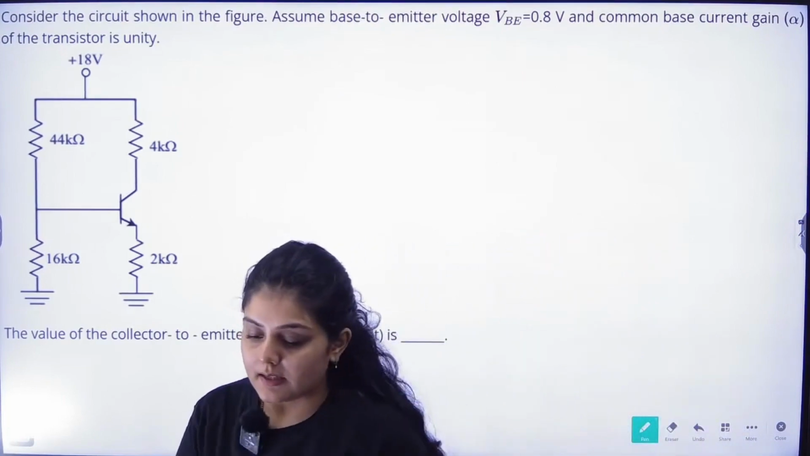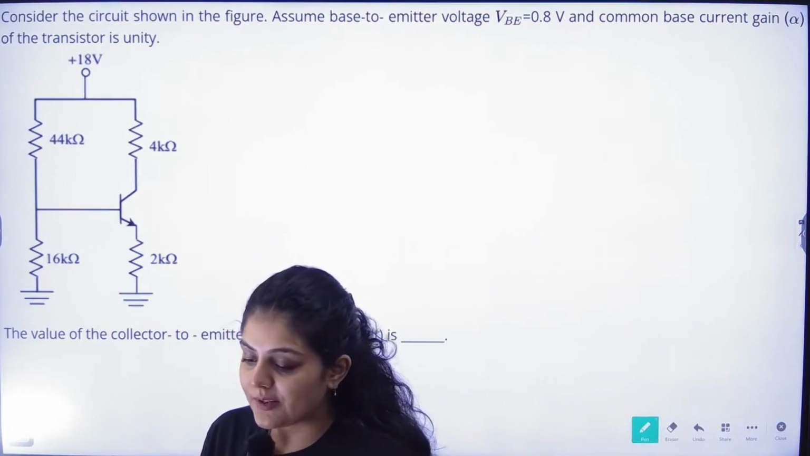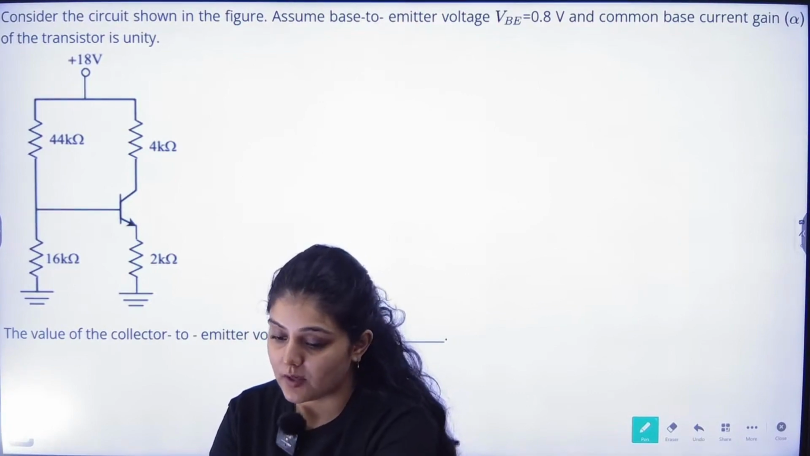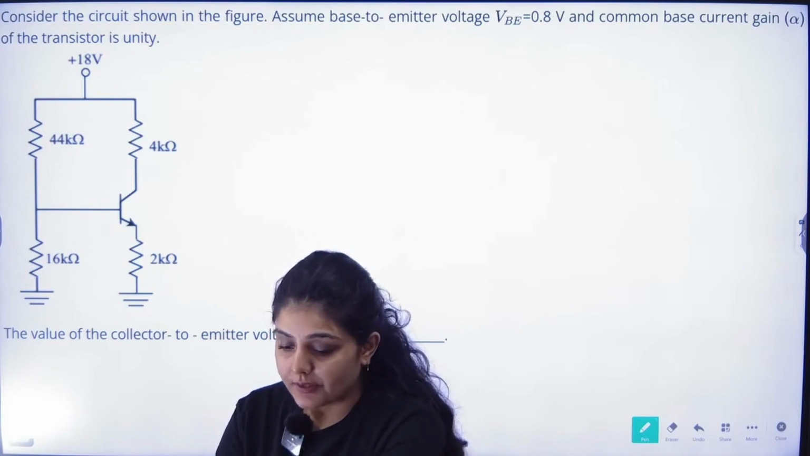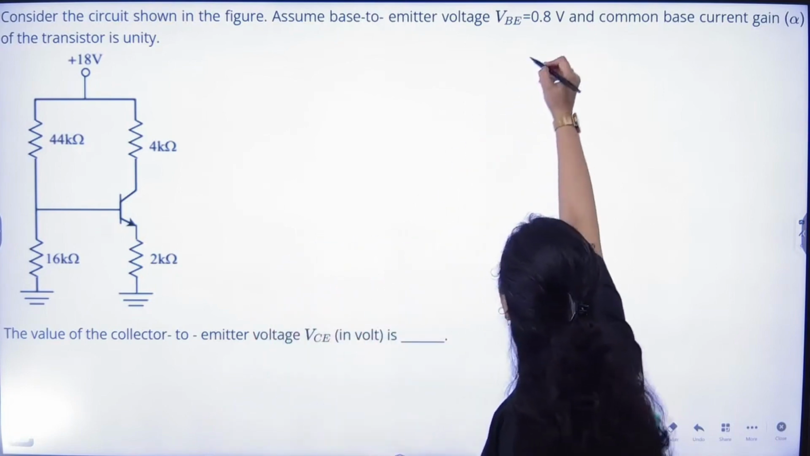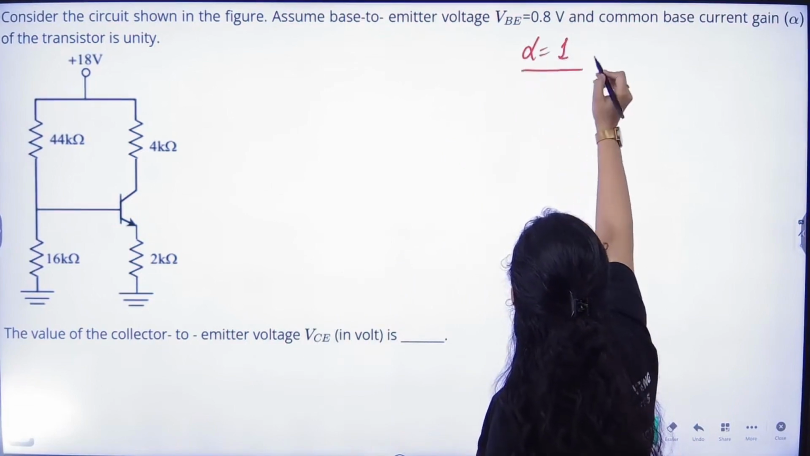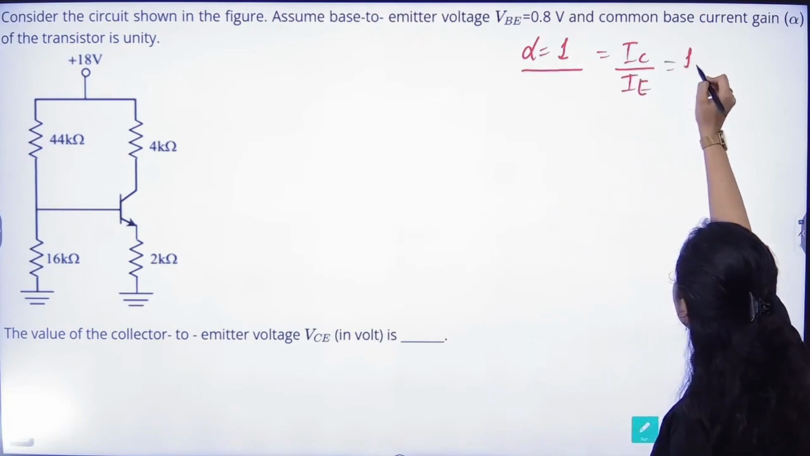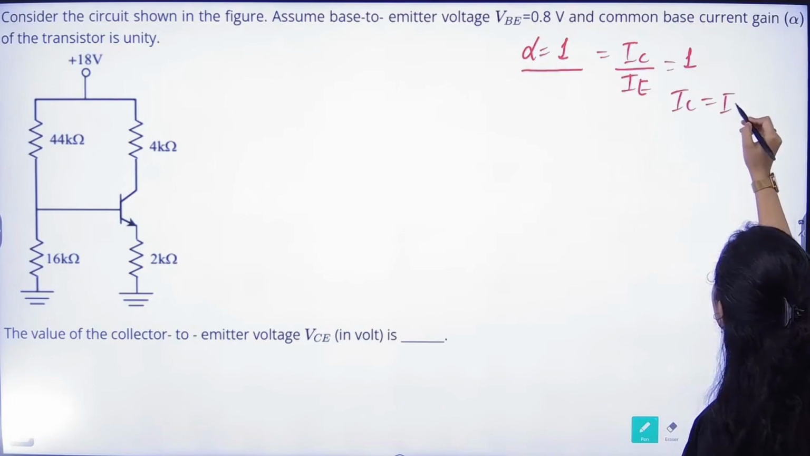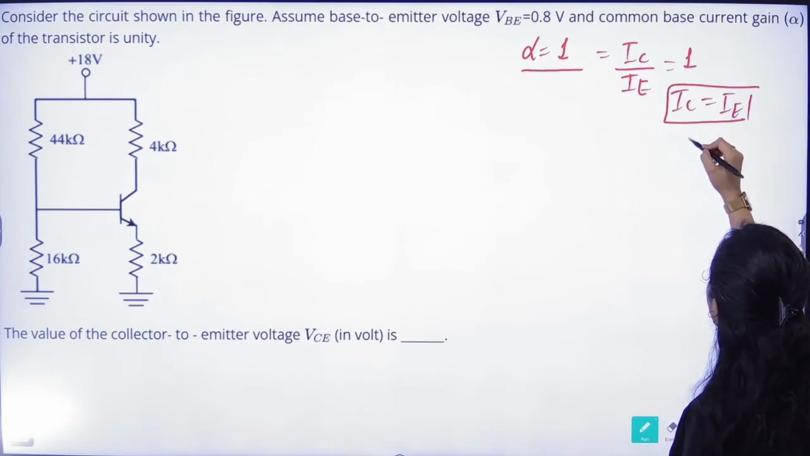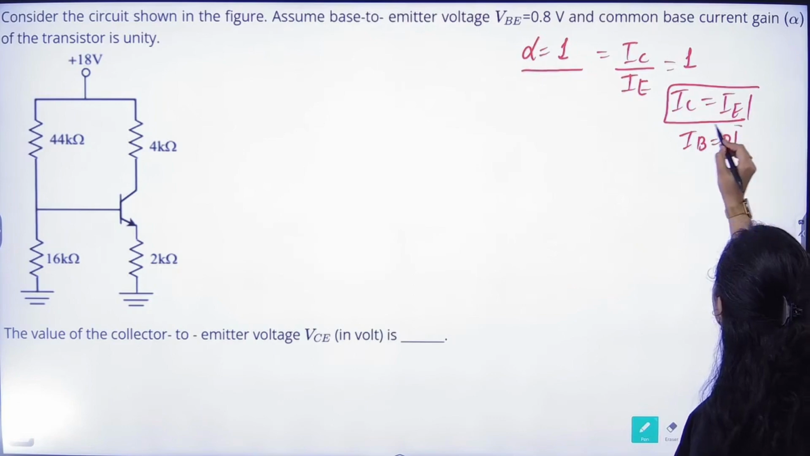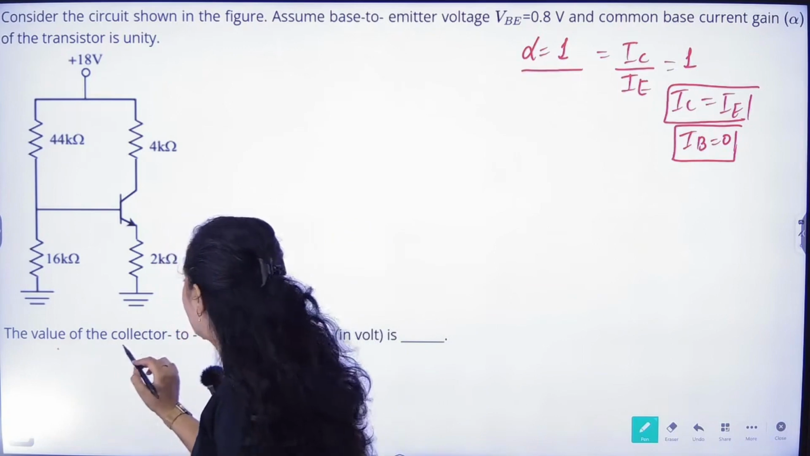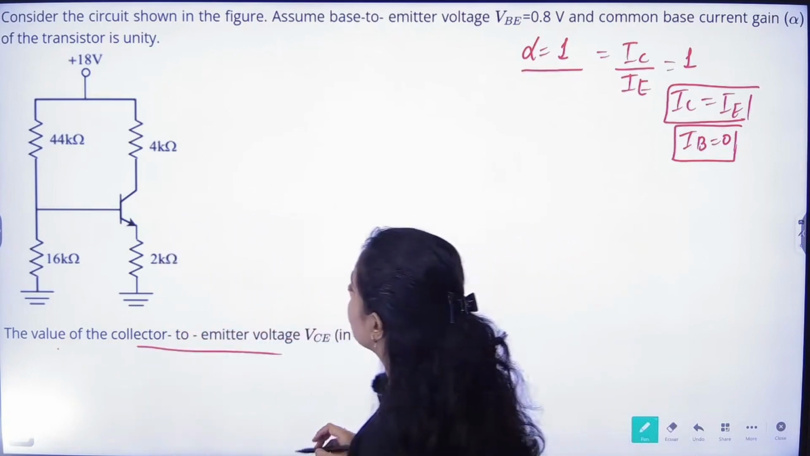The next question says: consider the circuit shown in the figure. Assume the base to emitter voltage VBE is equal to 0.8 and the common emitter current gain alpha of the transistor is unity. Right, alpha here is equal to unity. What is the value of alpha? Alpha is IC by IE. If it is equal to 1, that means IC is equal to IE, right? That implies the base current is equal to 0, right? They are asking you to find the value of the collector to emitter voltage. So this is what they are asking.